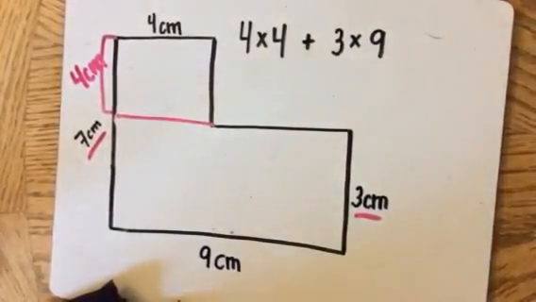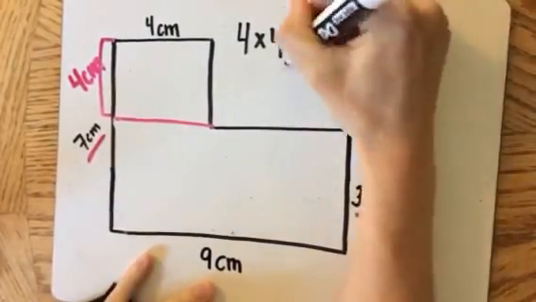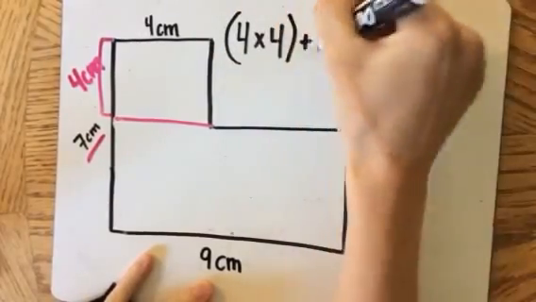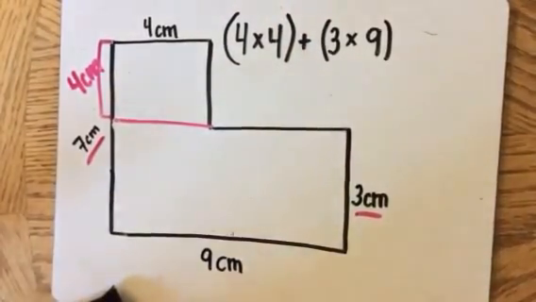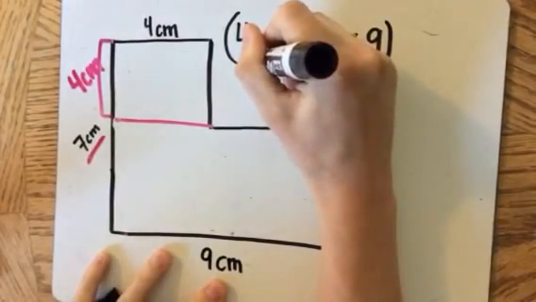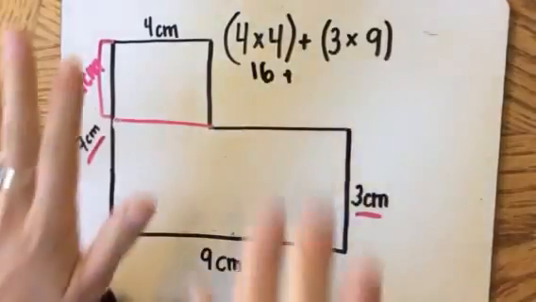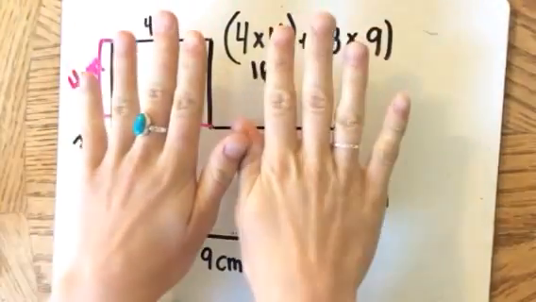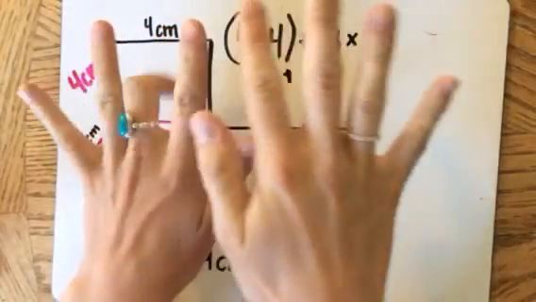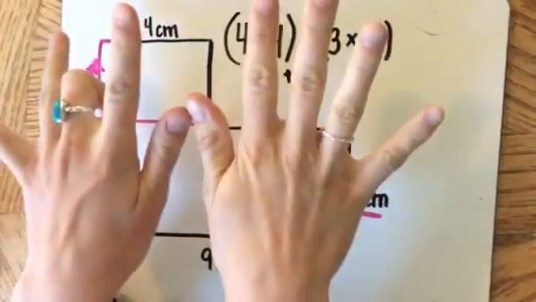I'm missing something very important. What am I missing? I'm missing my parentheses to show me the order I need to do things. We're going to multiply before we add. 4 times 4 is 16: 4, 8, 12, 16. Plus 3 times 9. Remember we can do our 9s trick, so I can go 1, 2, 3, got that down, and I have 20, my 2 tens, and 7.